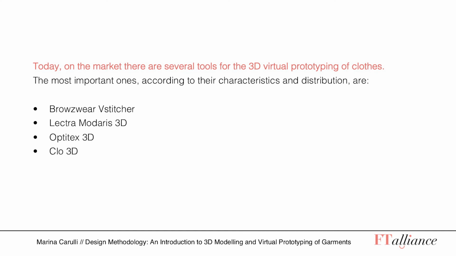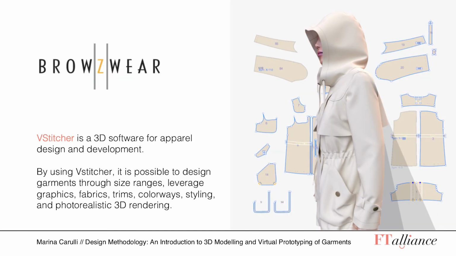So, today on the market, we have several softwares for the 3D virtual prototyping of garments. The most important ones, according to their features and their distribution in the fashion industry, are Browzwear VStitcher, Lectra Modaris 3D, Optitex 3D, and Clo 3D. The first software, named VStitcher, has been created by the Browzwear software house. It is a 3D software for the design and the development of garments. By using VStitcher, it is possible to design garments through size ranges and also apply graphics, fabrics, trims, colorways, and other applications. And it is also possible to obtain photorealistic renders.